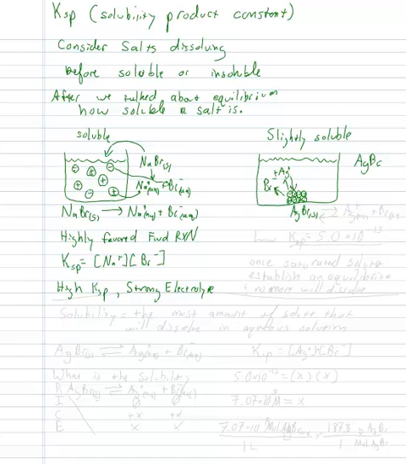So there's an equilibrium here. AgBr solid becomes Ag+ aqueous plus Br- aqueous, but also the reverse reaction happens as well. So we form an equilibrium, and this has a low K eq, a low equilibrium constant. It's actually 5.0 times 10 to the negative 13.